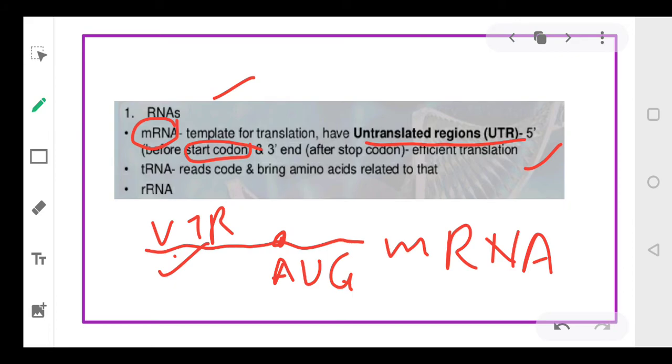Secondly, tRNA will read this code. Okay, this information which is present on the mRNA will be read by the tRNA, and the corresponding amino acid will be produced, and then rRNA will help in addition of the various amino acids.